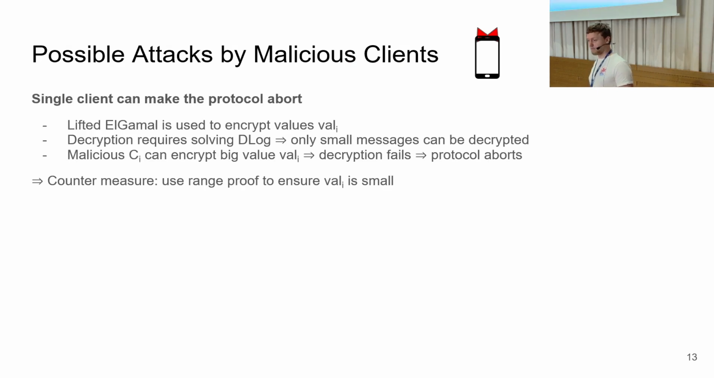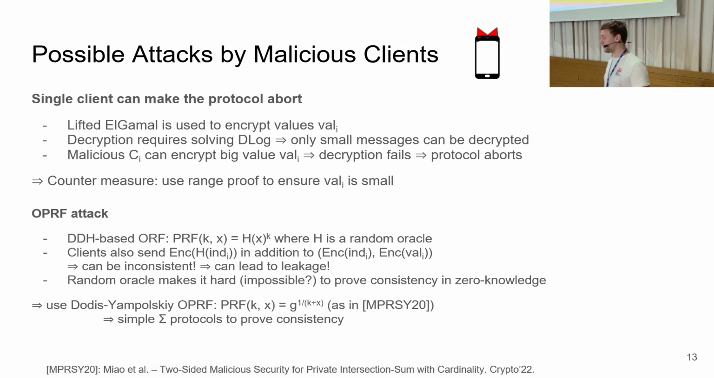So again, this is a more detailed overview of the attacks that can be run. Malicious clients can make the protocol abort by being inconsistent. And one way we can solve that is by making sure that we prove the client's input is in a certain range and is consistent, that they actually encrypt the same thing, and the value is not some arbitrary value that screws up the computation. So we use a range proof here.